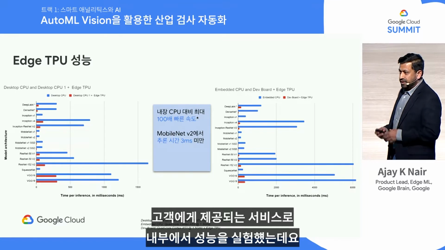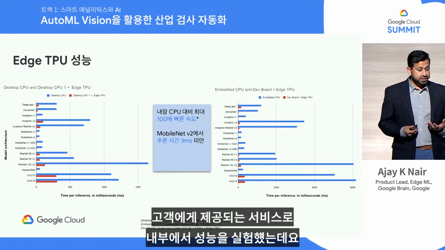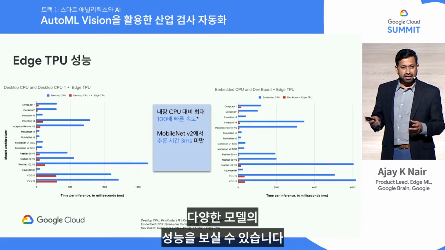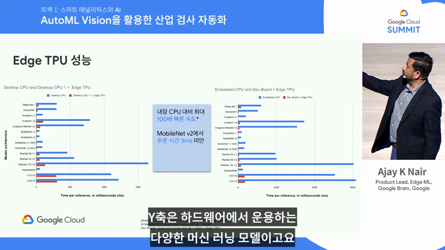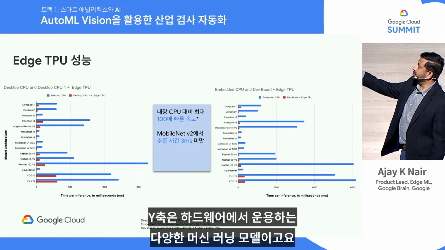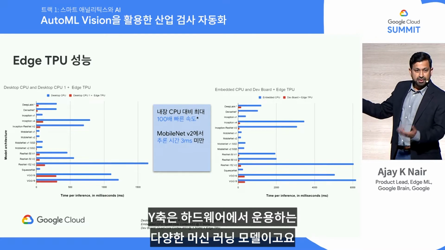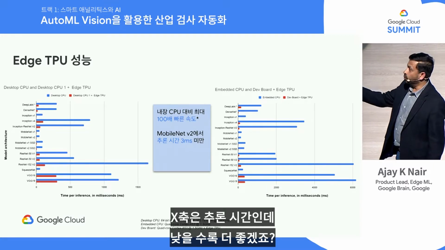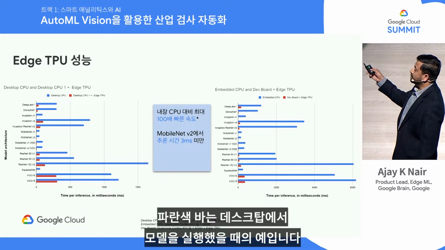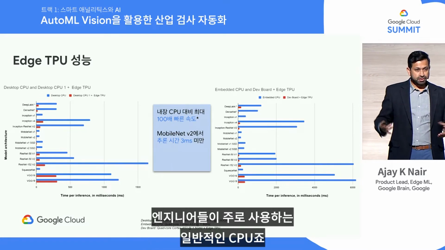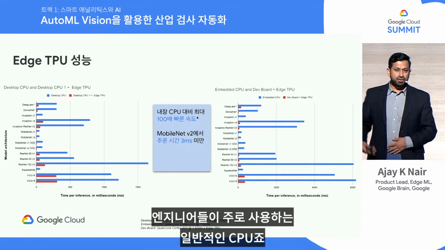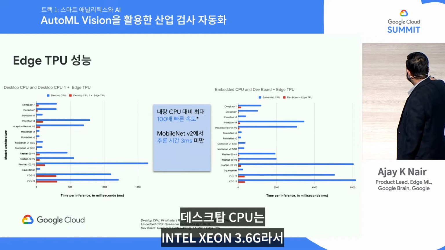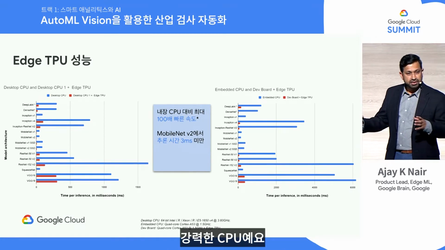In terms of performance, we analyzed the performance internally with what it gives users. So what you see on this side of the chart is a comparison of running different model architectures. On the y-axis are the different types of machine learning models that we have run on our hardware. What you see on the x-axis is the inference time, which means lower is better. The blue bars are when we run these models on the desktop CPU. So this is standard Google-issued desktop CPUs that our engineering team uses. And the desktop CPU is an Intel Xeon running at 3.6 gigs, so it's a very powerful CPU.